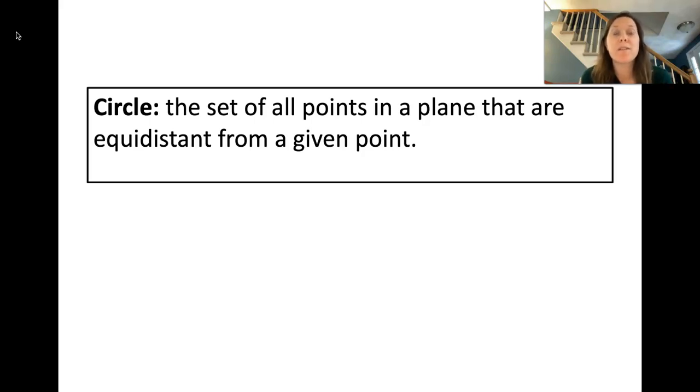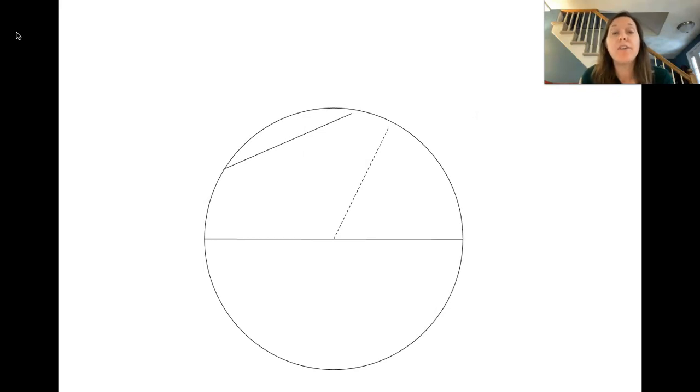So first and foremost, what is a circle? A circle is the set of all points in a plane that are equidistant. That's just a fancy word for equal distance from a given point. So on your circle, on your notes, we're going to do some labeling. In the middle of your circle is called your center. So that's that point that is equal distance to all the points on the circle, right? We have the line that goes from one end to the other that crosses through the center. That's known as the diameter.